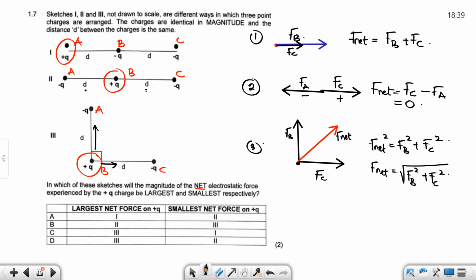It's just addition. And just like I did with this, now you can use FB and FC. You can simply use numbers. 5 plus 5 would give you 10 on top. All right, 25 plus 25 would give you what? 50. Square root of 50 is about 7 comma something. So the greatest is at 1 and the smallest is at 2. So A is our correct answer.